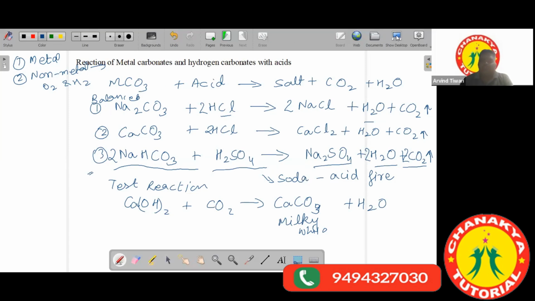So this was the reaction of metal carbonates and metal hydrogen carbonates with acids to produce salt, carbon dioxide gas and water.